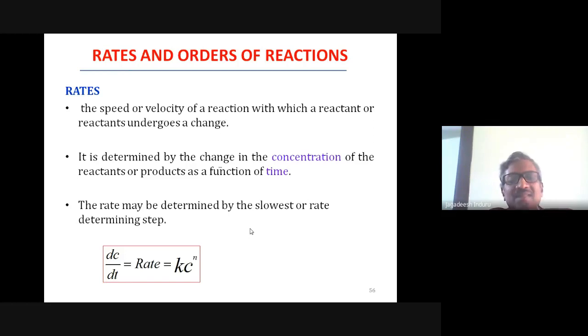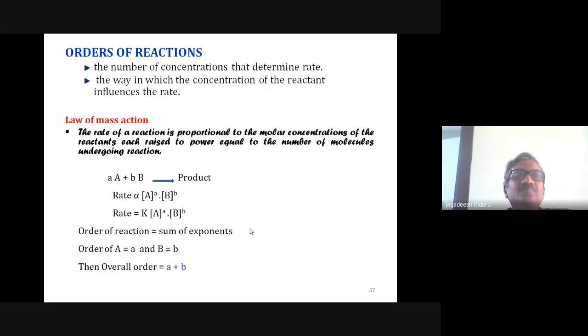This is what the rate is going to give by the k, but you have got c to the power of n, that is the power n present in this particular reaction. This is going to give the order. So this we will be learning in due course of time. Now, the order of reaction is the number of concentrations that determine the rate.